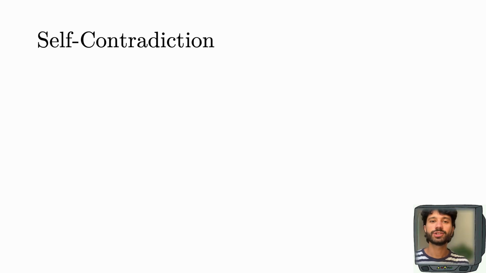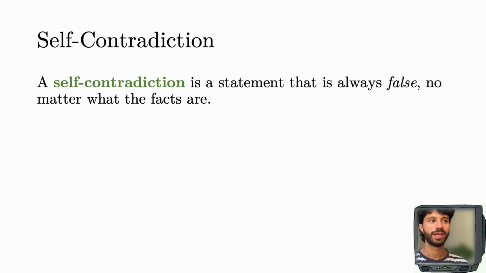Great. Let's get to our second rule to build this foundation for probability. But before we get there, we have to introduce some terminology. And this is a terminology of self-contradiction. A self-contradiction is kind of the opposite of a tautology. It's a statement that is always false, no matter what the facts are. So remember, a tautology is true no matter what the facts are. A self-contradiction is always false.